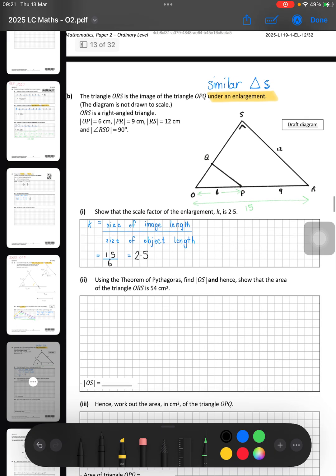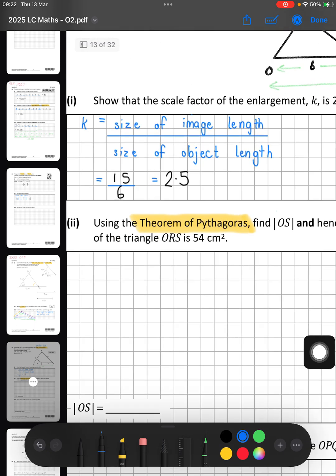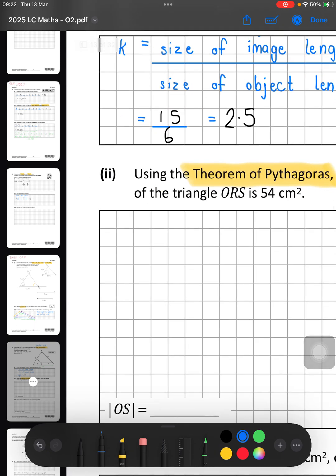Then it says using the theorem of Pythagoras. That was really nice of them to tell you. Find the distance from O to S. So this largest distance here, and hence show that the area of the triangle ORS is 54 centimetres squared. So using the theorem of Pythagoras, straight away I'm going to get my marks for writing down the theorem of Pythagoras.